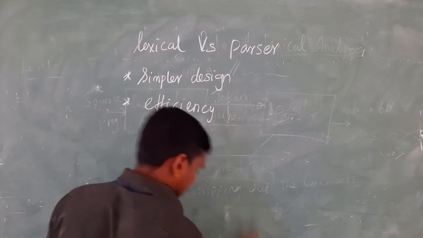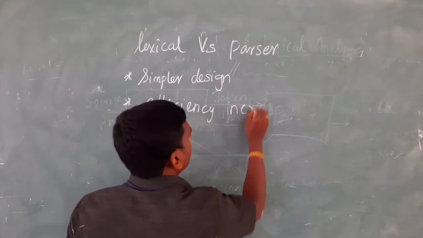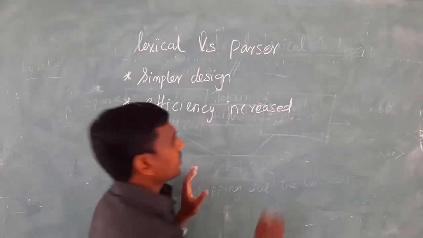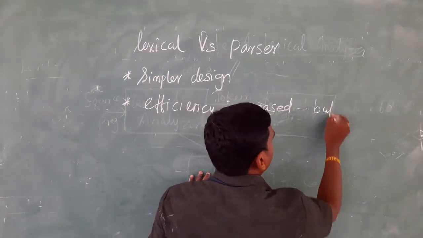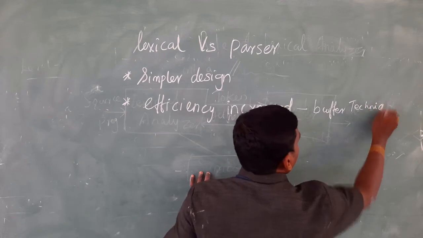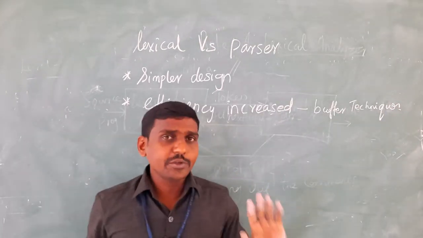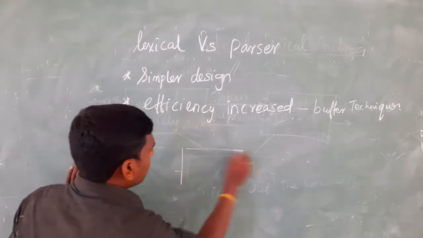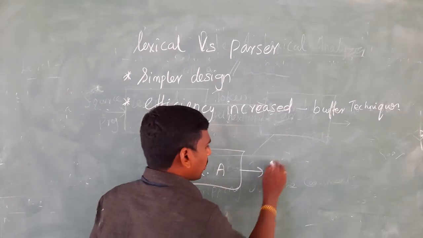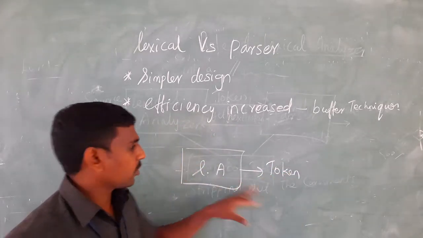Compiler efficiency increased. How we can increase the efficiency is by using some buffering techniques. Why are we using a buffering technique? This is the lexical analyzer phase, and it converts the source program into tokens. We know what a token is, right? So this phase always converts the source program into tokens.